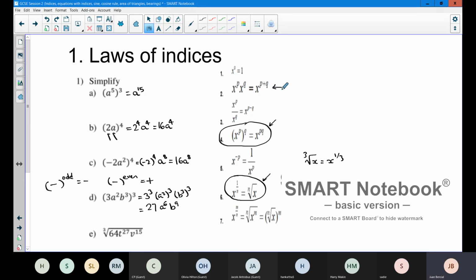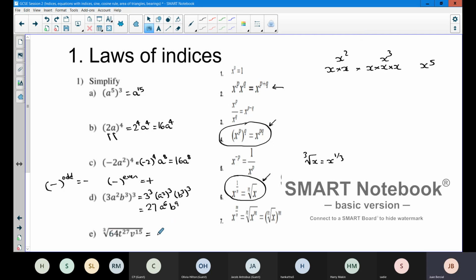The most common mistake is confusing this one with that one. The way to remember this is to think of x squared times x cubed. The easiest way of remembering: if you've got x squared and here x cubed, you've got 1, 2, 3, 4, 5 x's. So you add the powers together. This is the easiest way of remembering that, so you're not confusing it.